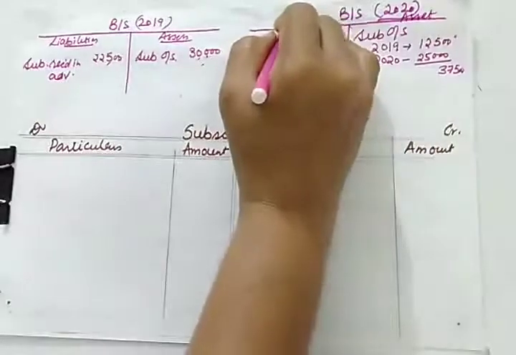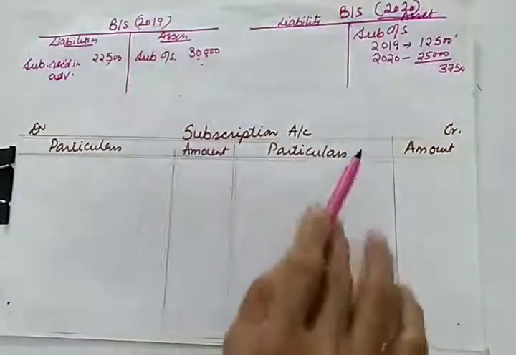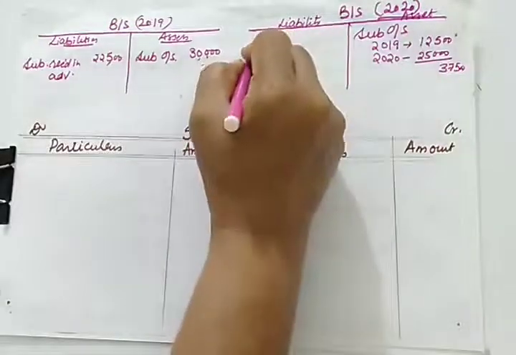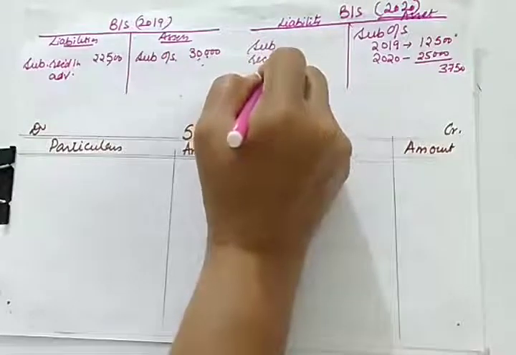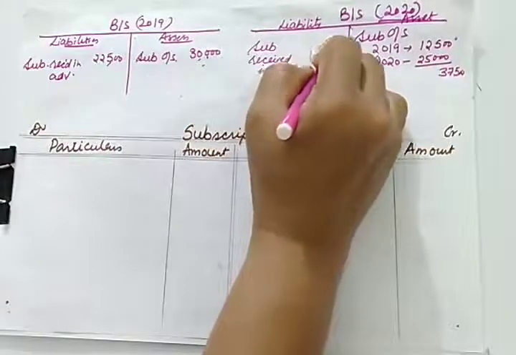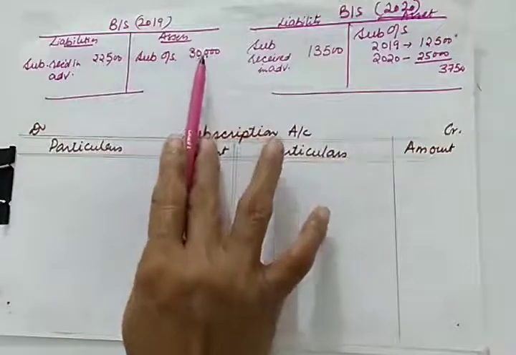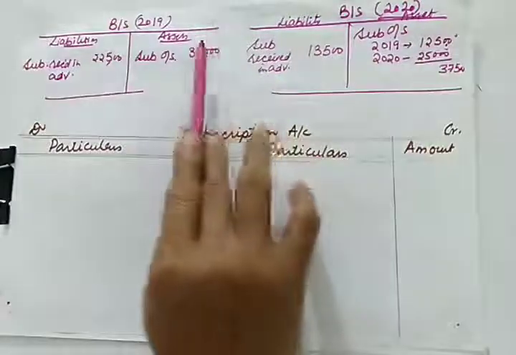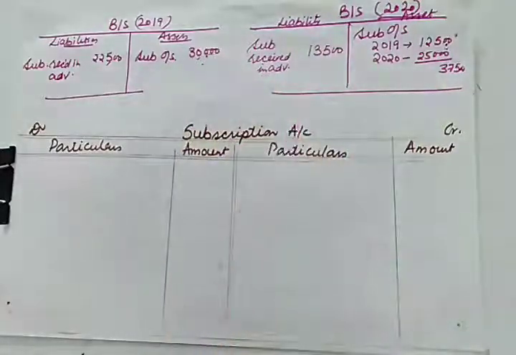This is my asset side and this is liability side, right? So after that, subscription received in advance at the end of the year, it means it will be shown in the closing balance sheet. This is 13,500. So this is how items will be shown in the balance sheet. Here it is 30,000, and out of 30,000, 12,500 is still outstanding. It means how much is received? 17,500 is received, which we have already treated.